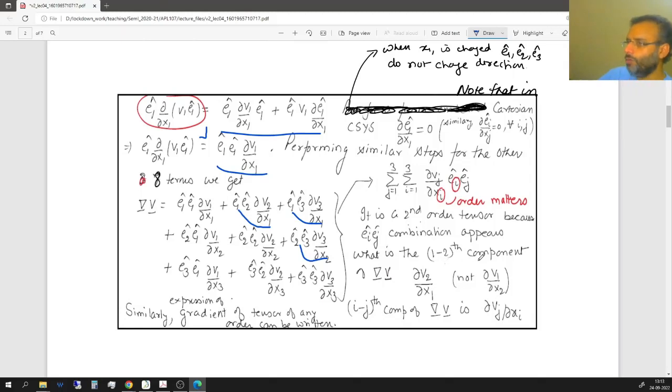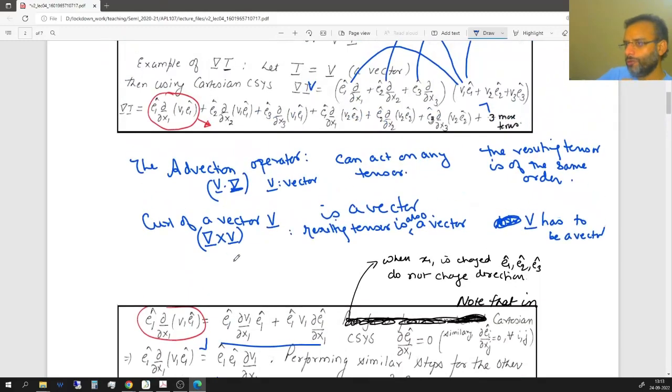So the 1-2th component of this tensor will be the coefficient of the E1 E2 dyad, and that is del V2 del x1. In general, one may ask, what is the ijth component of the velocity gradient tensor? That should turn out to be del Vj del xi and not del Vi del xj. So in this manner, you can get the gradient of a tensor of any order. You just have to follow these steps that I have shown here.